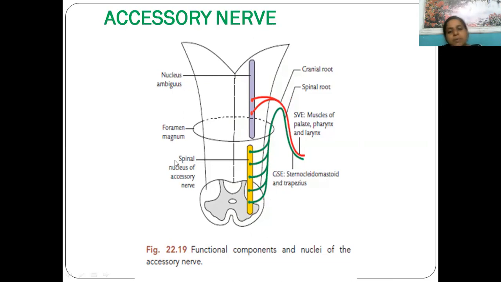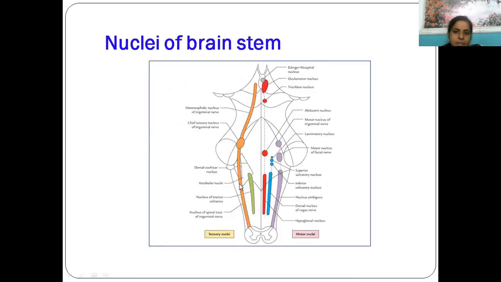You can draw whichever diagram is simple and easy for you. This is actually the floor of the fourth ventricle where all nuclei are shown. Whenever we do the cranial nerves, this picture always comes, to let us know where exactly each nucleus is situated. As we have seen here, this violet nucleus is the nucleus ambiguus. This nucleus ambiguus is the area from where you find the origin of the accessory.